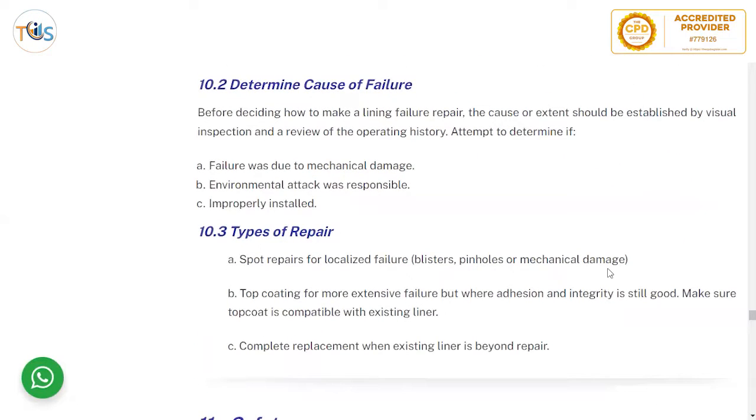Before deciding how to make a lining failure repair, the cause or extent should be established by visual inspection and a review of operating history. Attempt to determine if failure was due to mechanical damage, environmental attack, or improper installation.